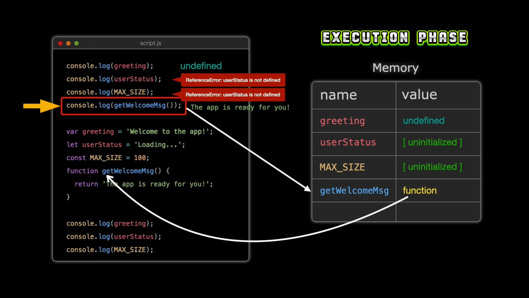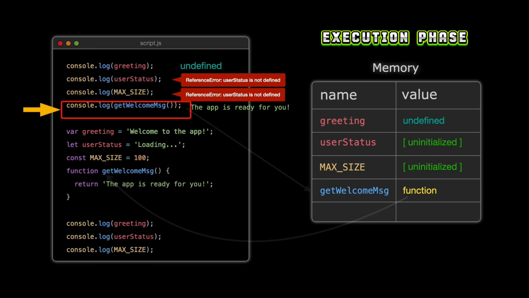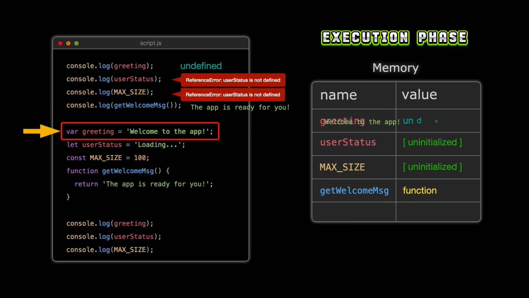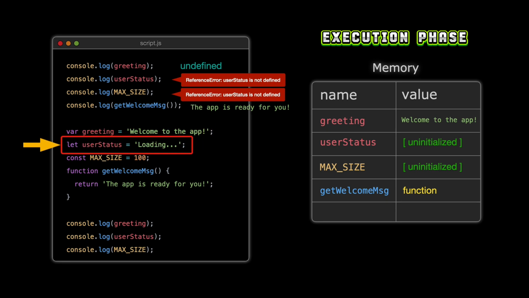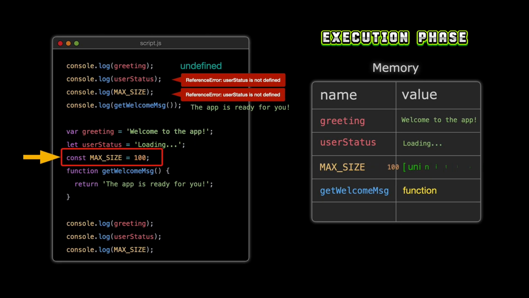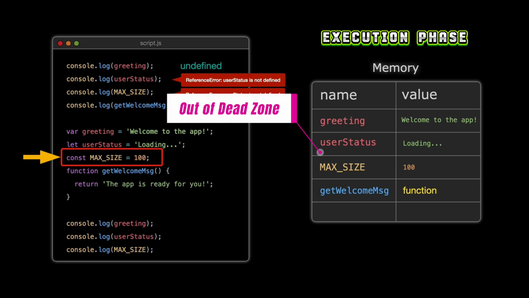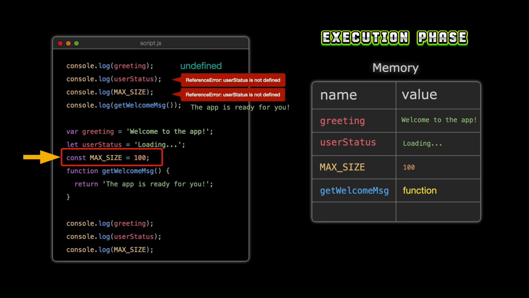As we progress through the script, the variable greeting is first assigned the value welcome to the app. Next in line, user status receives the update loading, signaling that something is in process. Following that, max_size is firmly defined as 100, establishing a clear boundary. With their values assigned, these variables have now exited the temporal dead zone, standing by for normal usage. Let's see what happens when we try to log them now.